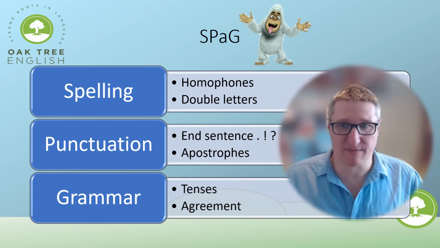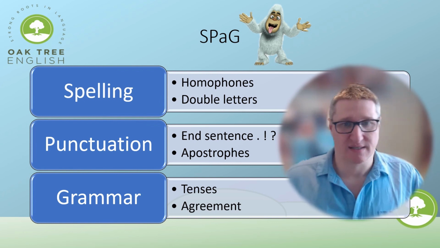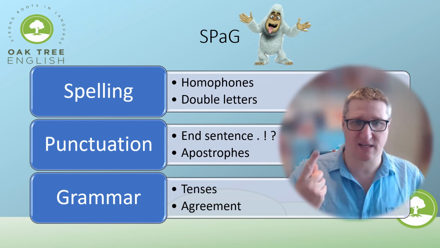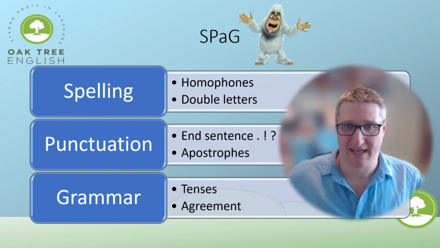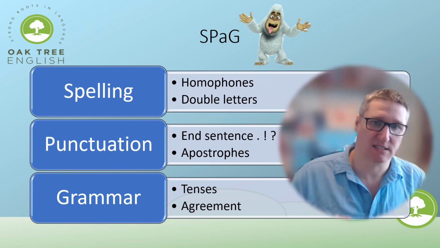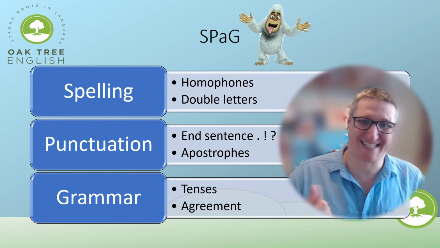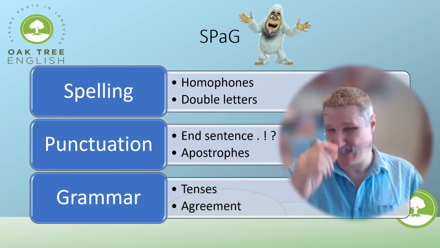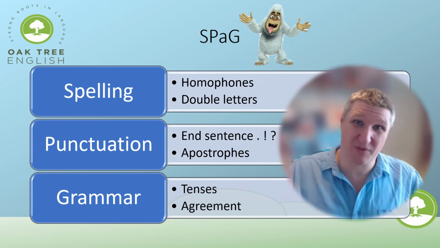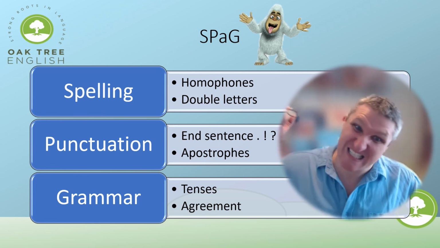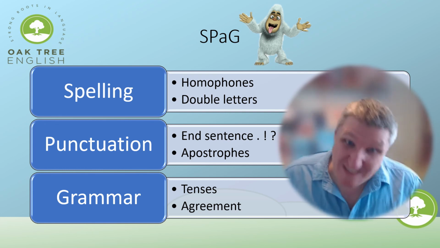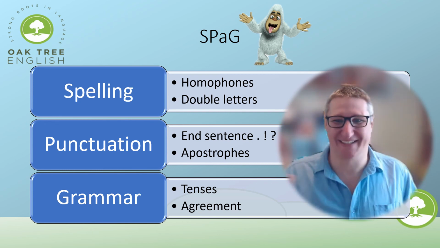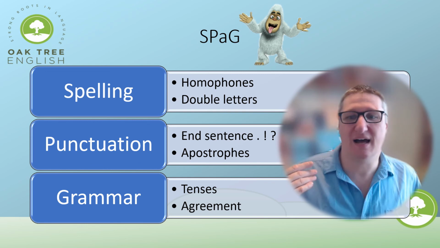There's also agreement, subject verb agreement. So that's things like your third person singular S. He lives. She eats. And please do not use an apostrophe with the third person singular, because that's not how you use apostrophes. You're not missing any letters out.